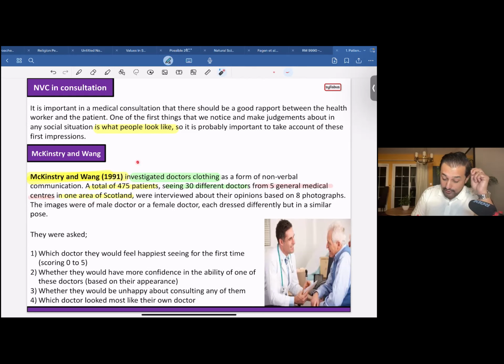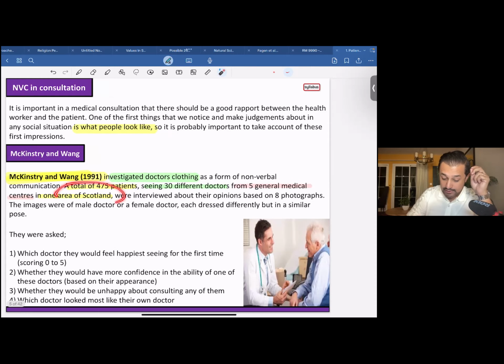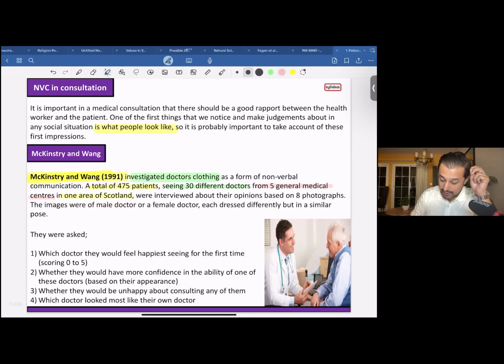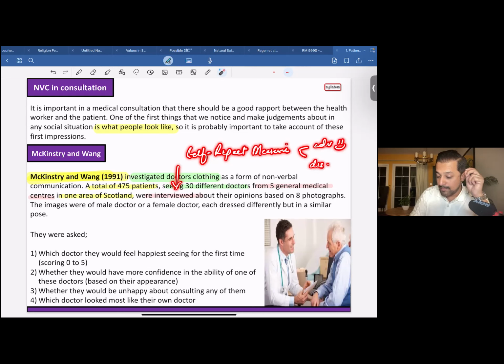Now, a total of 475 patients seeing 30 different doctors from 5 general medical centers in one area of Scotland were interviewed. An interview, my dear, is an example of a self-report measure, right? It's an example of a self-report measure, and all the advantages and the disadvantages of a self-report measure could be applied over here when you're evaluating this, right?